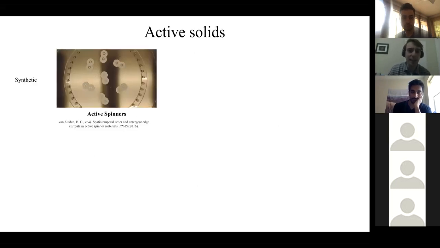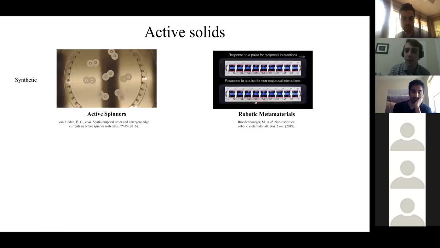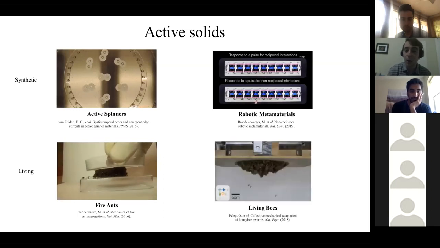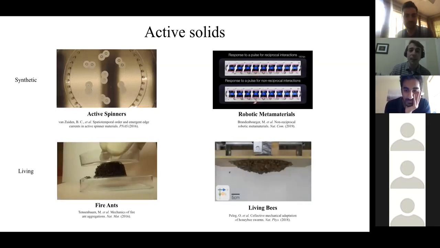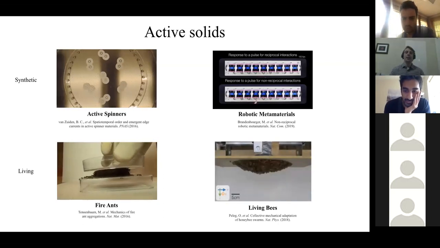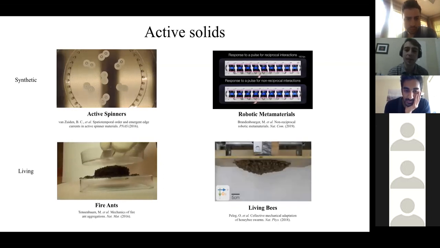These active solids can be synthetic, things that we actually build, like these pucks interacting via magnets on an air hockey table, or a robotic metamaterial where there's minimal electronics that couple to mechanical deformations and inject energy at the microscopic unit. And of course, they can also be living things, often from biology, such as a mound of fire ants or a swarm of living bees.